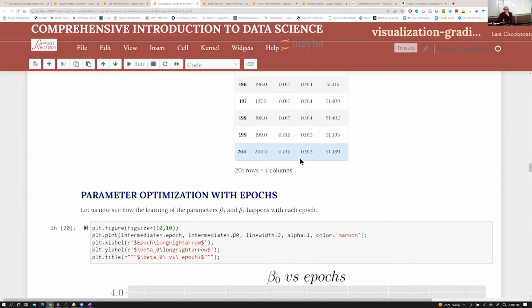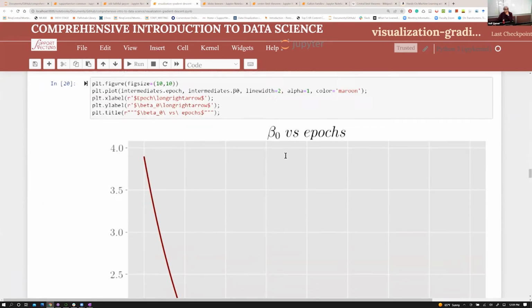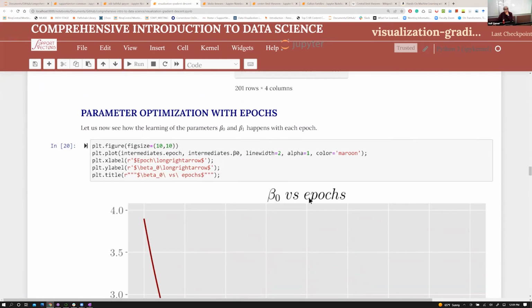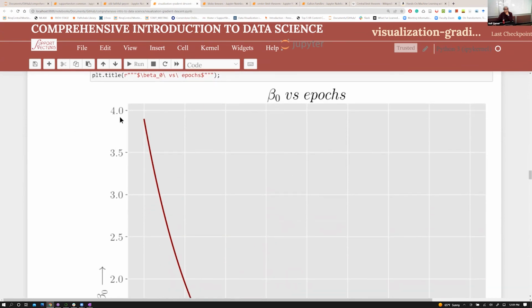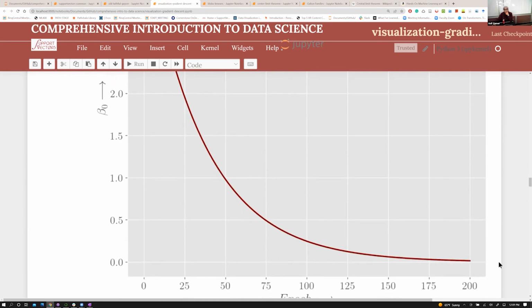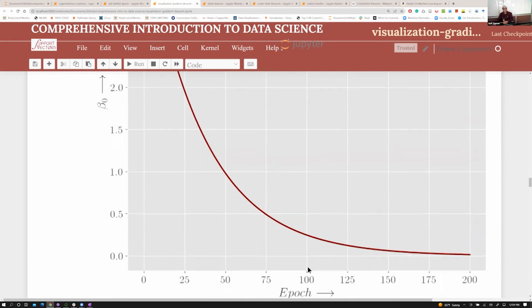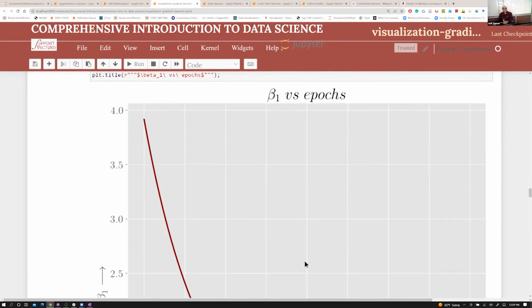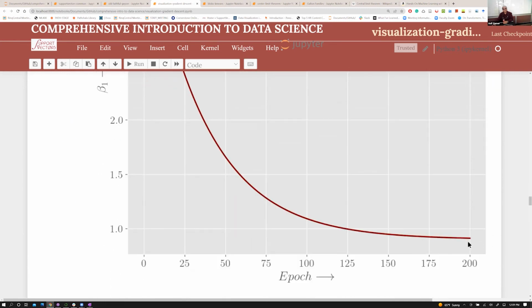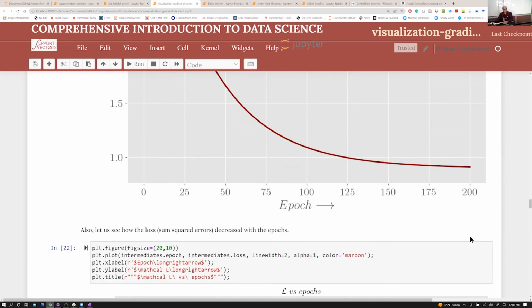So then let's see how the value of beta naught goes from 4.0 to this. You can see that it has stabilized after 200 epochs, after 200 steps, the value has become pretty stable around this value, 0. What about beta 1? Similar behavior happens. It stabilizes around 0.7 or 0.8 or something like that.